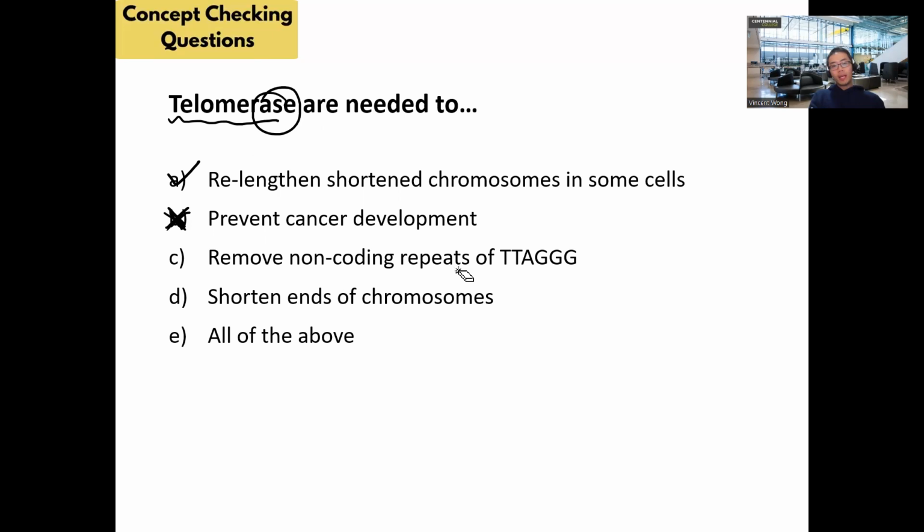Remove non-coding repeats of TTAGGG. It does not remove them. It actually adds them, right? By adding more TTAGGG, you re-lengthen the telomeres. Do you need the telomerase to shorten the ends of the chromosome? No, the chromosome shortens on its own every time it divides. We need the telomerase to reset them, to re-lengthen them. So that's not correct either. So it's not all of the above. The correct answer is A. One person got that right, whoever you are. Good work. And the rest of you, hopefully I have convinced you why the answer is not E.